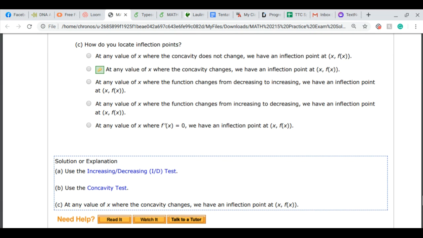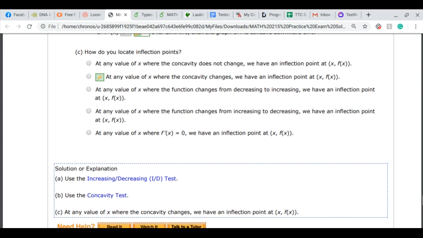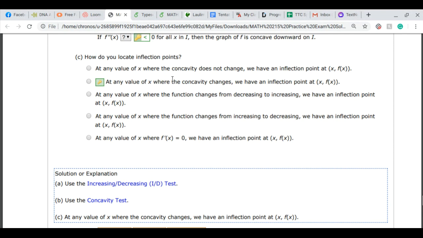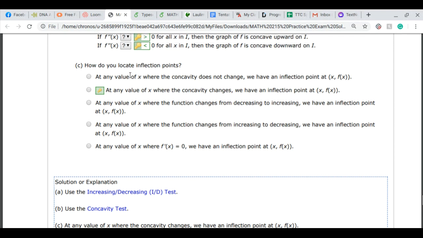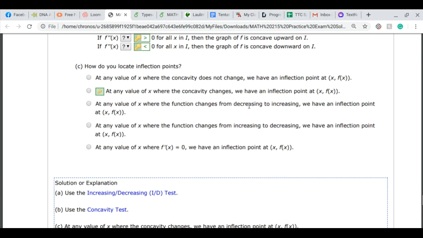How do you locate points of inflection? Any value of x where concavity changes, we have a point of inflection. So here, remember, inflection points are where concavity changes. F prime equals zero means critical points, not points of inflection.